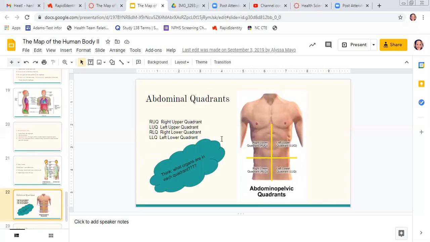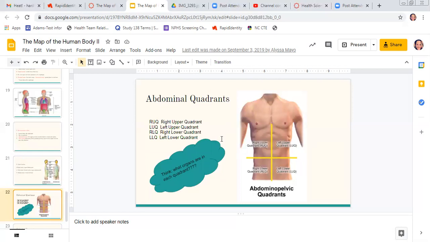And then as we move through this, we're going to hit quadrants as well. So a lot of this, guys, is just basic memorization. This will be on your test. So you will have to know your quadrants. We know quad means 4. So abdominal quadrants, there are 4 quadrants, okay? And it's pretty simple: right upper, right lower, and left lower.